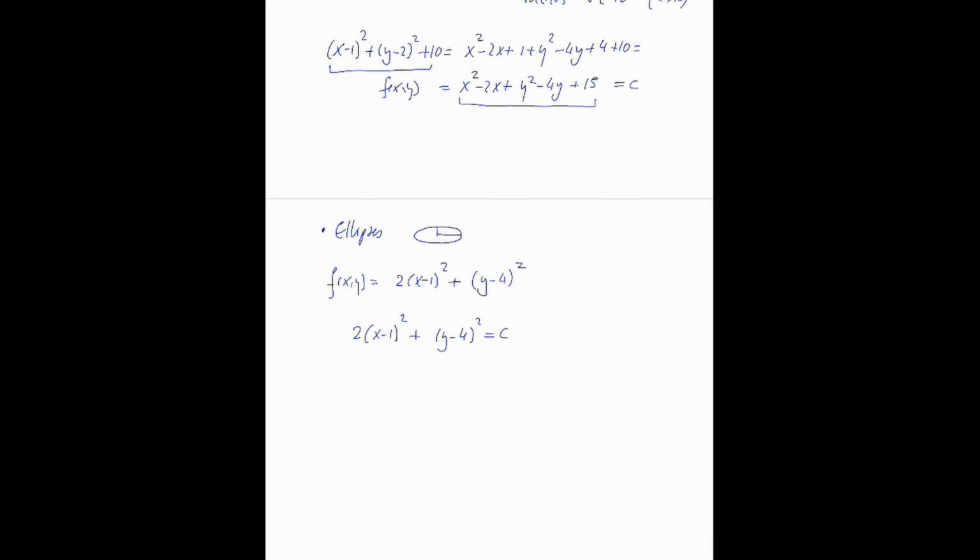This is an ellipse where the level curves are 2 times (x minus 1) squared plus (y minus 4) squared equals c. How to decide in which direction the ellipse is bigger? So if we make x equal to 1, the first factor will be 0. So we'll have (y minus 4) squared equal to a constant. If we make the second factor equal to 0, by setting y equal to 4, then we have (x minus 1) squared equals the constant over 2. So here you can see that y takes values a little bit bigger than x, and therefore this ellipse is distorted, being longer in the y direction than in the x direction.